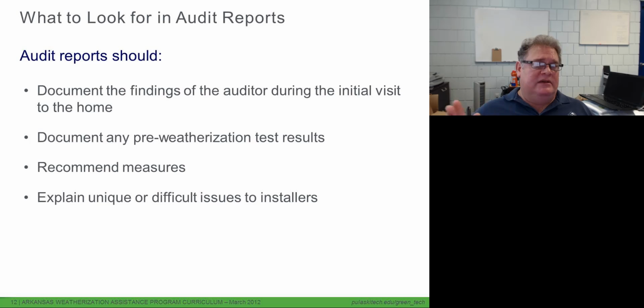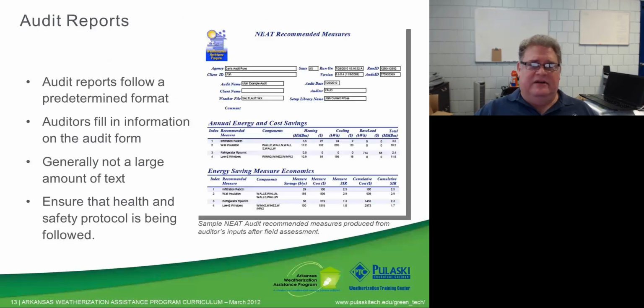And then what were the recommended measures? What did they find that needed to be done that the audit software or the priority list is calling out, and what are they recommending as a result of their audit? And then we're also looking for them to explain either difficult or unique situations. We may have a type of window that's going to have to be addressed differently if it needs to be replaced, or a storm window that needs to be installed with a little bit of extra material in order to get it to come up to the siding properly. The siding on the outside may be a little bit different.